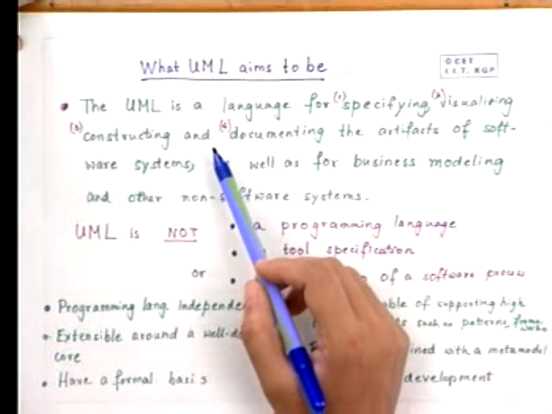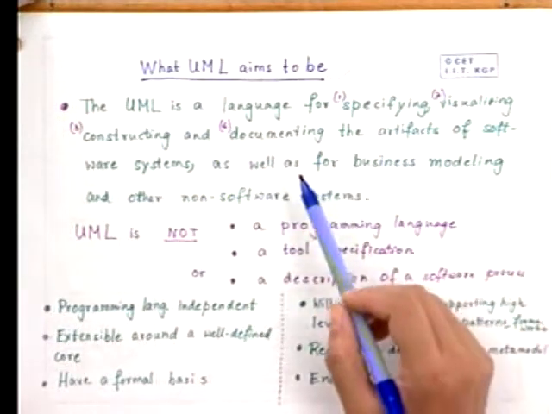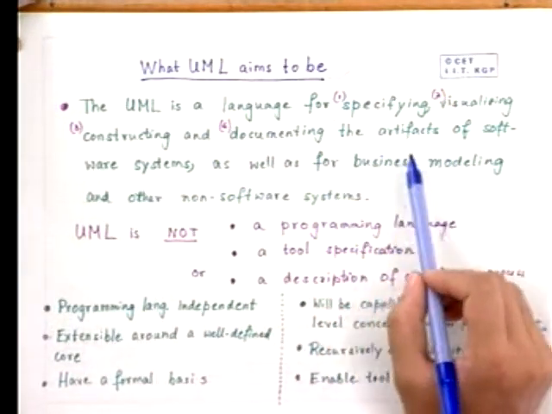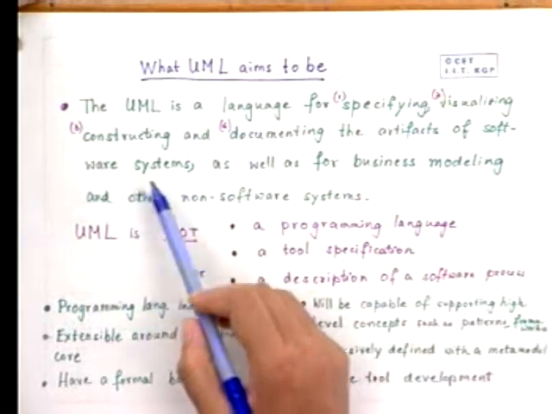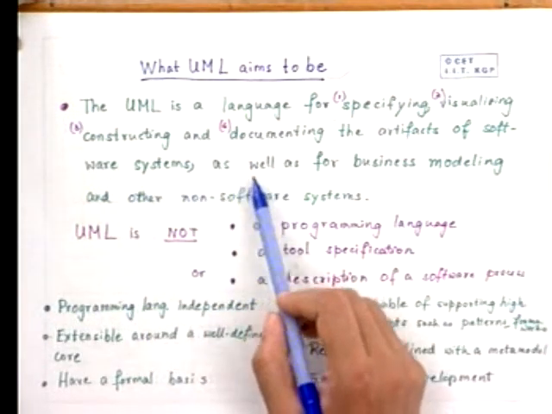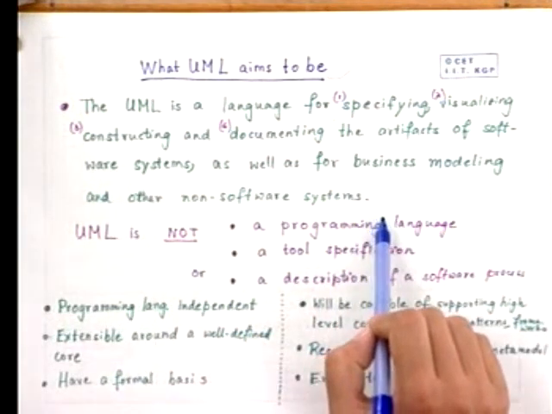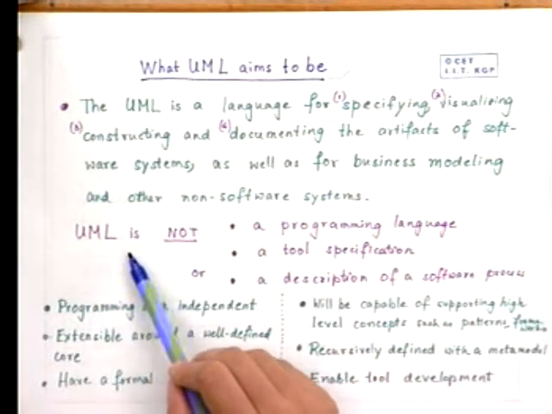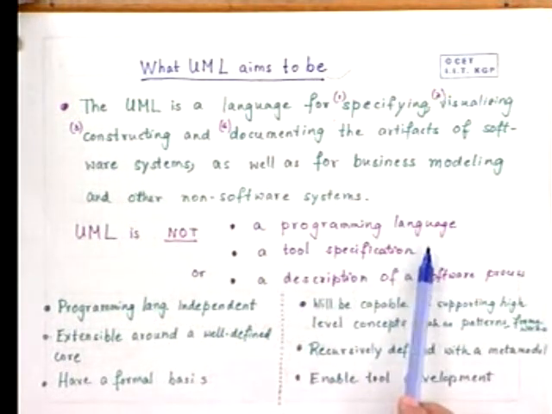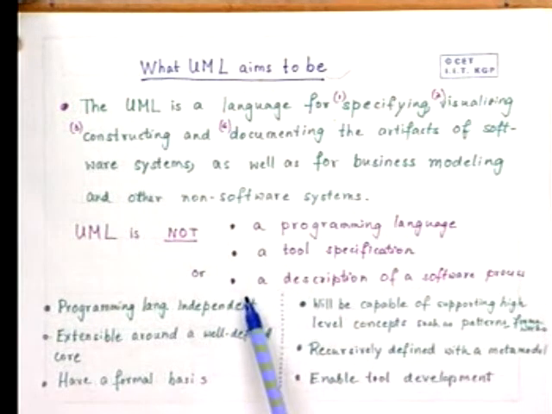In the last class, we introduced the language UML. To recapitulate, the UML is a language for specifying, visualizing, constructing and documenting the artifacts of a software system. It can also be used for business modeling and other non-software systems. But it is important to know that UML is not a programming language, it is not a tool specification, and it is not a description of a software process.